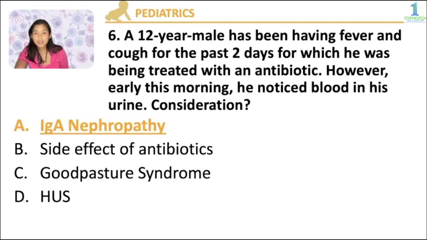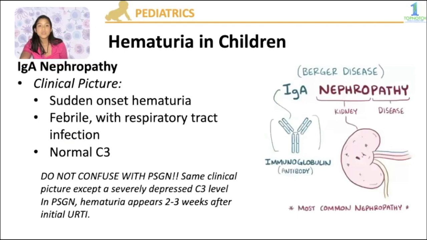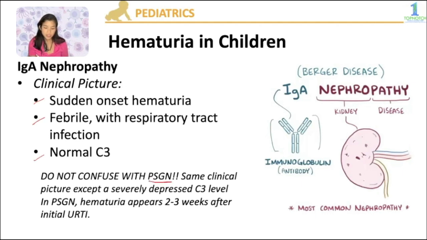So bakit IgA nephropathy? So this patient presents with what looks like a viral infection, fever, and a cough for the past 2 days, and then right after develops hematuria. So that should prompt us to think of IgA nephropathy, where you get sudden onset frank hematuria, usually with a preceding respiratory tract infection and a normal C3. Do not confuse this with PSGN, okay? If the clinical picture is hematuria right after an upper respiratory tract illness, think IgA nephropathy.